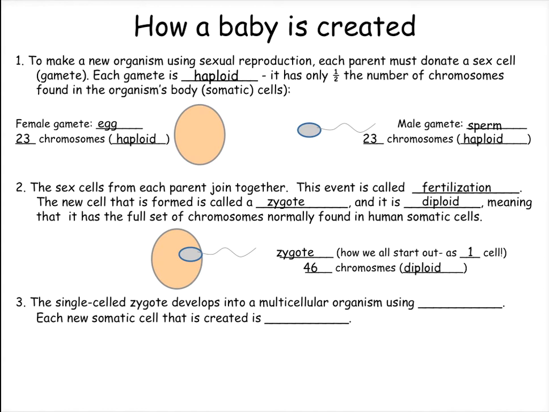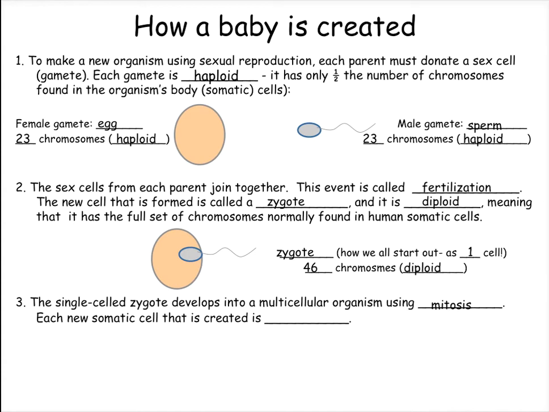Okay, so now once we have our very first new human diploid body cell, the next thing that we have to do is make more of these cells. And the way that we will do this is through a method you've already studied, and that is using mitosis and cell division.